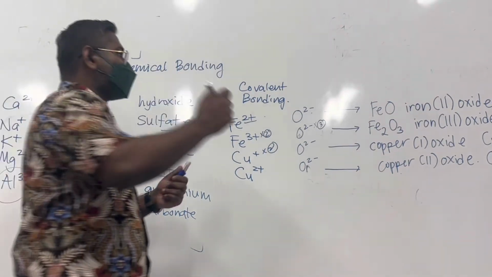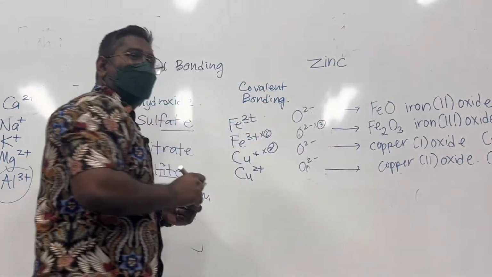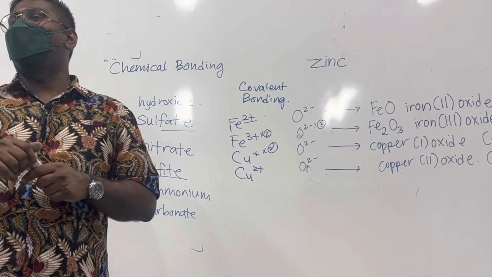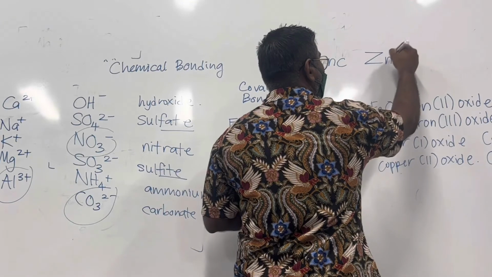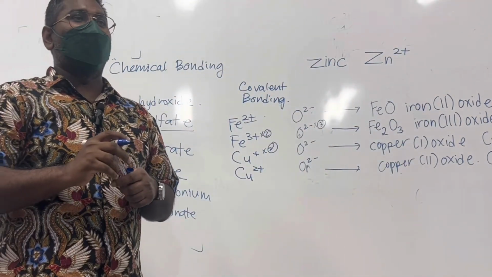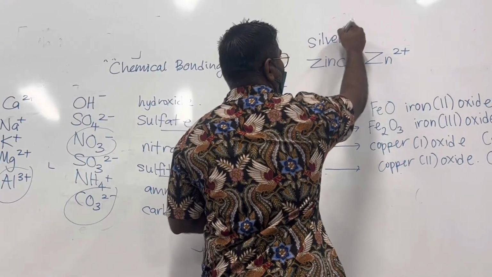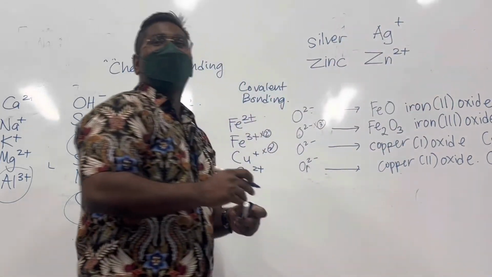Example, zinc. Zinc is an example of a transition metal that has only one type of ion. They can only form zinc 2+. Silver is Ag. They can only form Ag+.